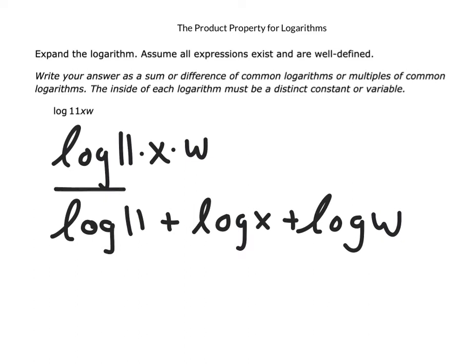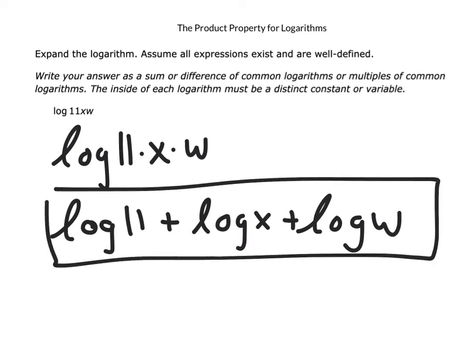Sometimes this is also called expansion of a logarithm because you see that it's written down much longer than the original, but it's actually quite a bit simpler because log of 11 can be done on the calculator, and then we are down to just log of x and log of w as well. All right, let's look at another example.